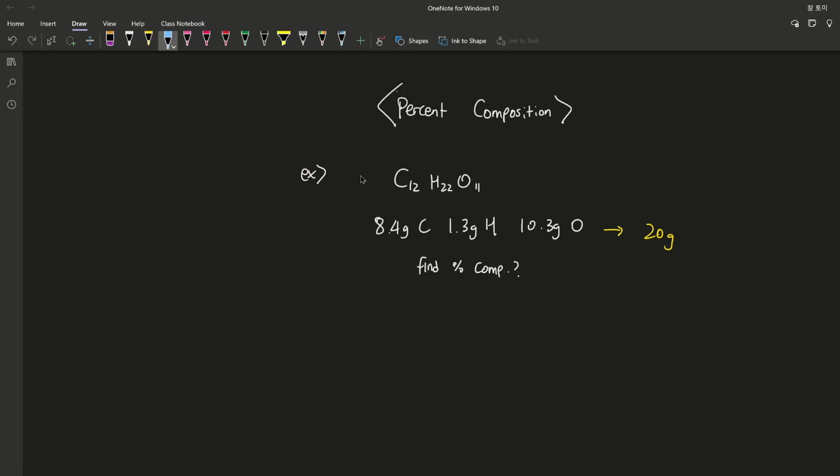So for every element, C, H, O, we're going to break this up. So for carbon, we have 8.4 over 20 times 100 to find the percentage. For hydrogen, we have 1.3 over 20 times 100 to find the percentage. And for oxygen, we have 10.3 over 20 times 100 to find the percentage.